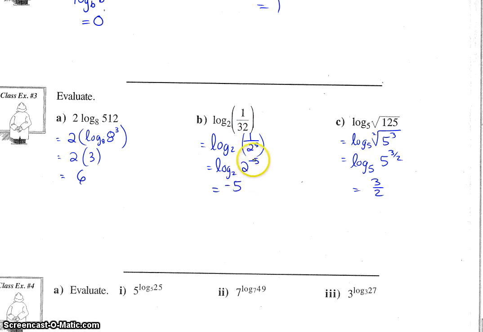Negative 5, sorry. I'm not sure why I was saying 5th. Anyways, 2 to the negative 5, and therefore now the log value would just be the exponent, which is negative 5.